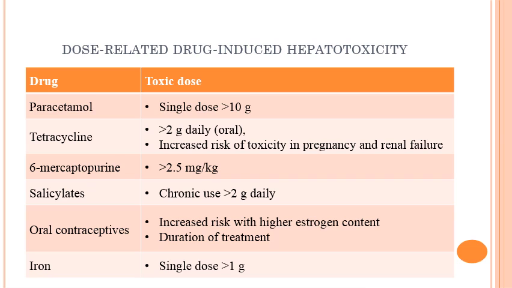Salicylates, chronic use of more than 2 gram daily, can also cause liver damage. The oral contraceptives, if they contain increased content of estrogen and are used for a longer period of time, can also cause liver failure. While the iron at a single dose of more than 1 gram can damage or injure the liver.